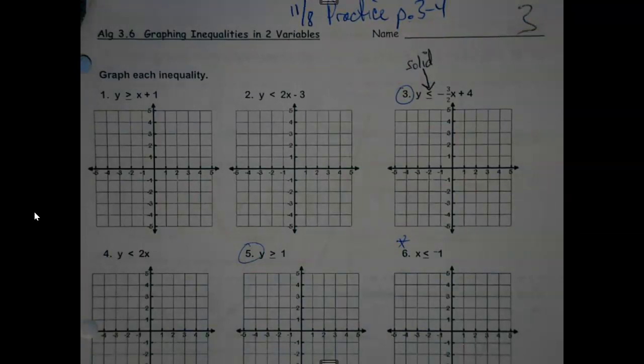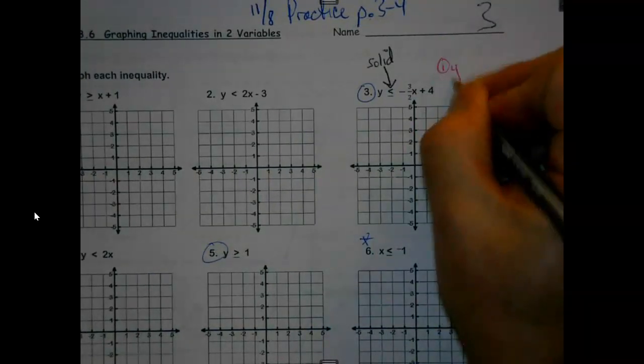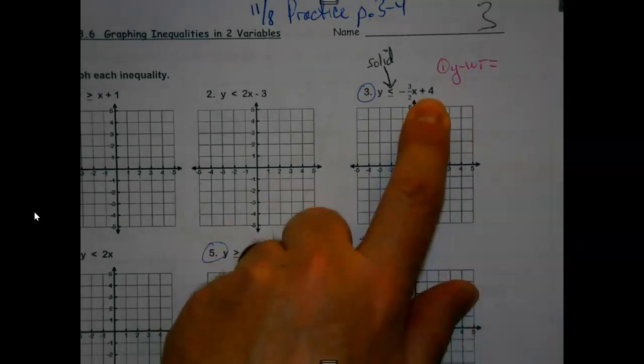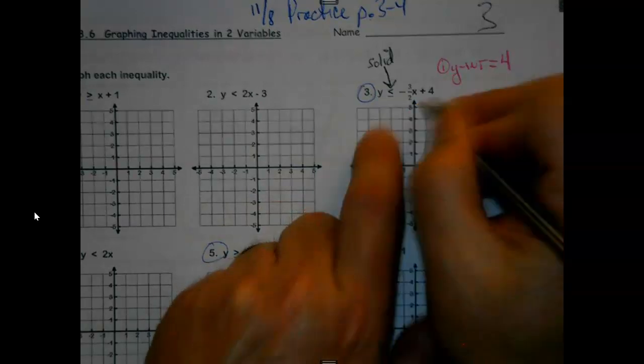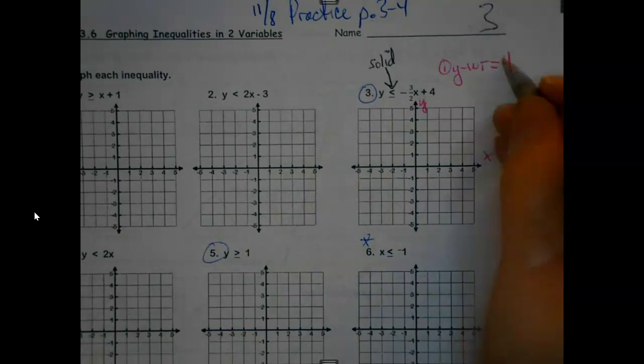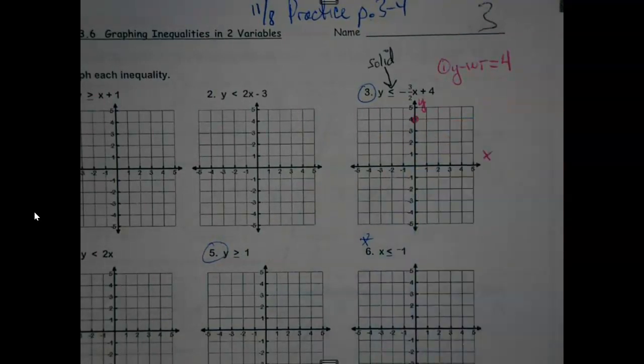Check. Next part. My y-intercept is the number that does not have x. It's hanging out by itself on the end. So again, that first point is always going to be on the y-axis. So I get that point in there.